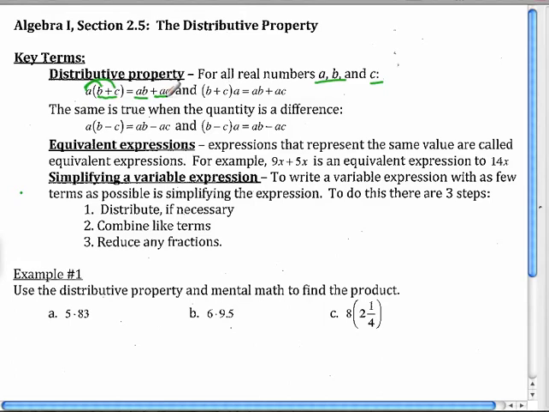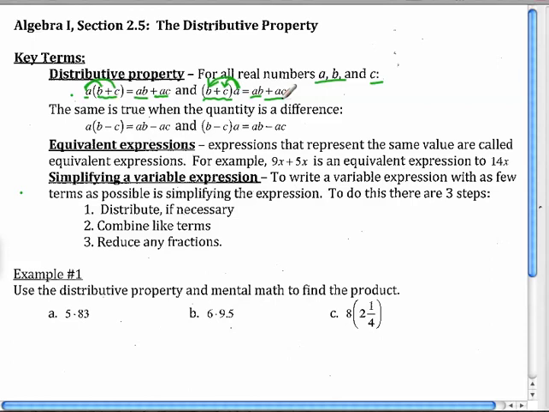And the thing that they want us to know with this definition is it doesn't matter, and guys, you know this because of the commutative property of multiplication. It doesn't matter if the a comes after the quantity, like here, or if it comes before the quantity, like the first one. We still distribute. A times b is ab, a times positive c is positive ac. Done. It doesn't matter which one comes first. 3 times 5 is the same as 5 times 3. Okay? Equivalent expressions.